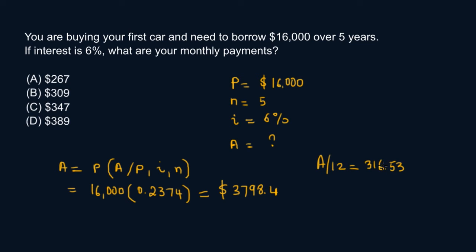Now here the closest answer is B, 309. In the exam you see this as well. They ask you for the value that is most near whatever you're calculating, so don't be alarmed if it's not exactly the value. So 309 is the closest, so that's your final answer.